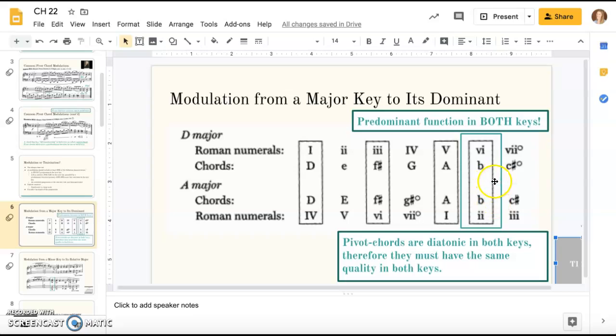So using common chords as a pivot, you may not be able to easily see that on the page because they abide by those diatonic structures. You still have the same notes. You're not changing any notes with accidentals. So be really careful when you're looking, but it's also this really smooth way of transferring from one key to the other. So here we go. That's basically what I just said. Pivot chords are diatonic in both keys. Therefore, they must have the same quality in both keys. So you're not adding accidentals, you're not changing those chords at all.